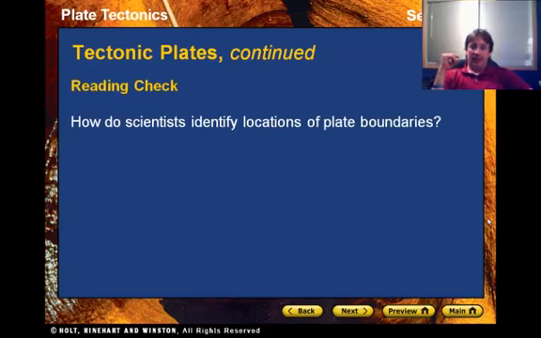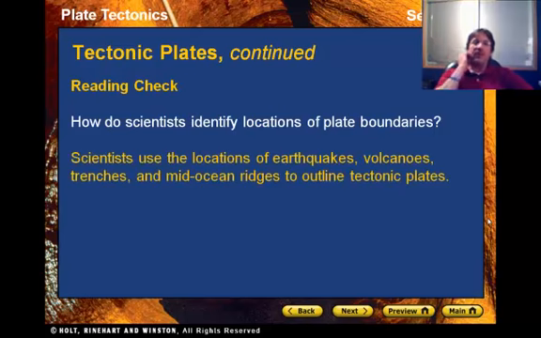Now, how do scientists identify locations of plate boundaries? I've told you that a million times already. Pause your video, write it down, then come back to me. Thank you for pausing. Okay? You should have written down the main one is earthquakes. But there are some others: volcanoes, trenches, and mid-oceanic ridges. Earthquakes are the main one, though. Make sure you keep that in mind.